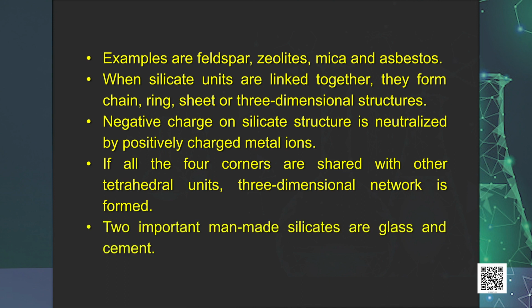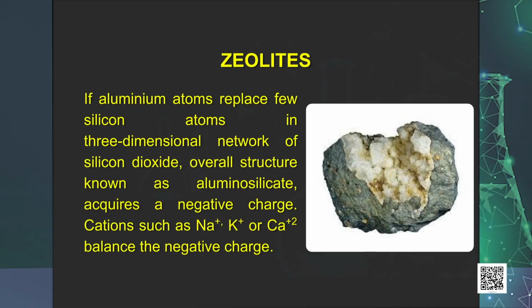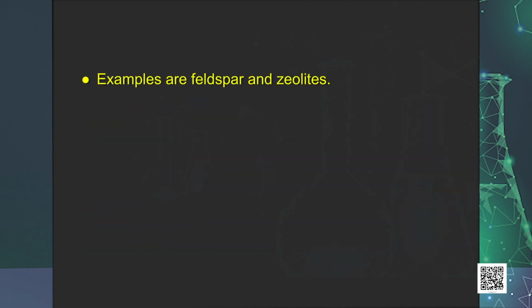2 important man-made silicates are glass and cement. Next, one of the very important compound we will learn about is zeolites. If aluminium atom replaces few silicon atoms in 3-dimensional network of silicon dioxide, overall structure known as aluminosilicate acquires a negative charge. Cations such as Na+, K+, or Ca2+ balance the negative charge. Examples are feldspar and zeolites.